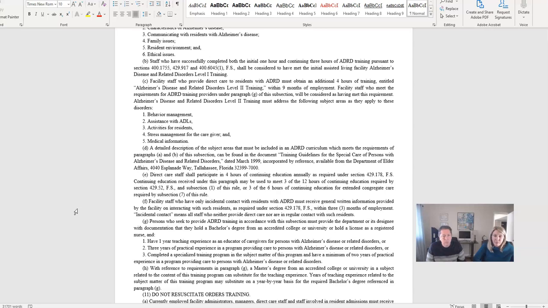Incidental contact means all staff who neither provide direct care nor are in regular contact with such residents. So even maintenance, your kitchen staff, housekeeping, lawn care. So basically, everybody needs written information provided by the facility on interacting with residents, within 3 months, 90 days. Put that under your column.